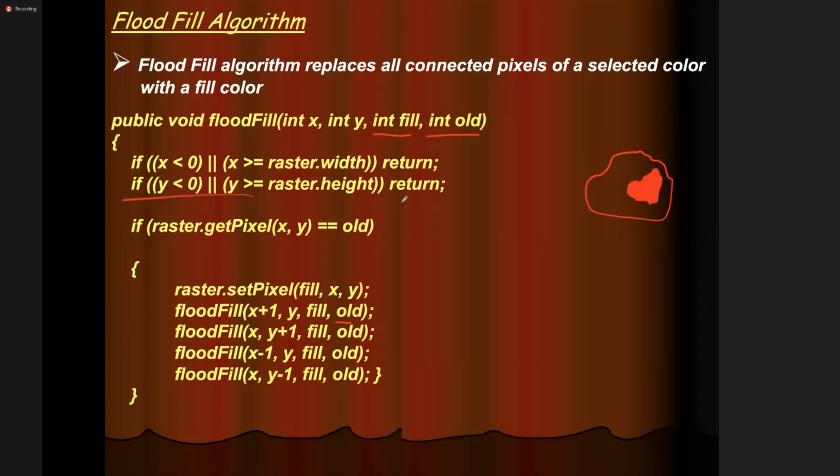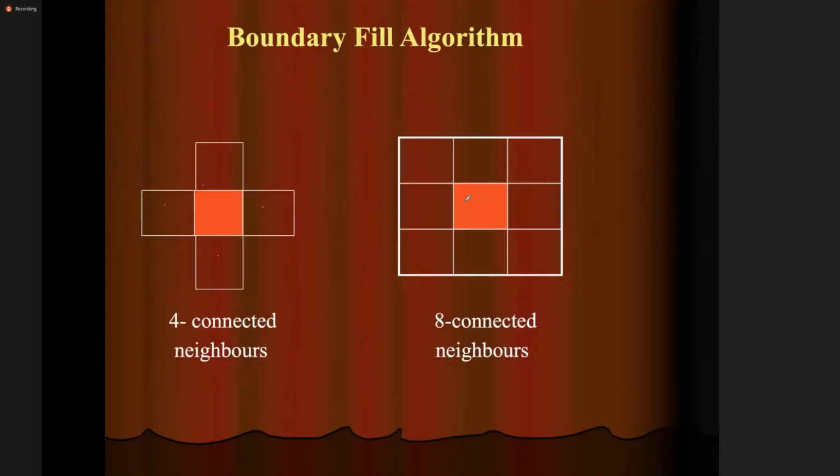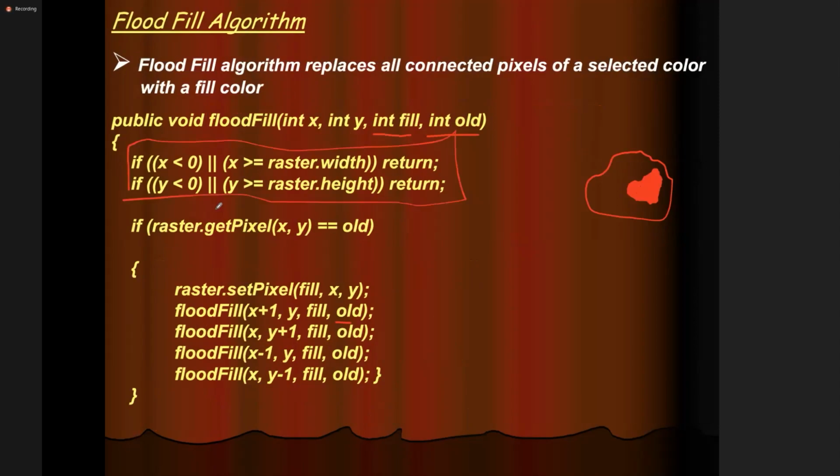Again, we are checking whether we are outside the canvas or not, for the given point. If raster get pixel x y equals old color, if my current pixel is equal to the old color, then I fill it with the new color and apply the same flood fill algorithm again to the neighbor pixels. Again, I'm calling for the neighbor 4 pixels. Like that, it will go on. Now, this is a color replacement algorithm.